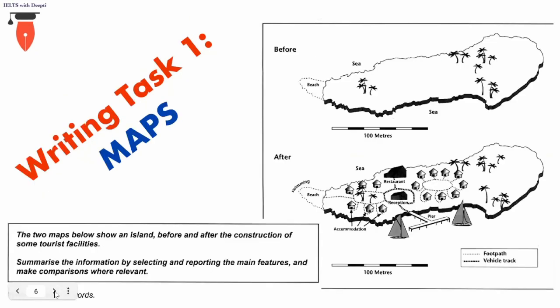Okay, so I was talking about this map. You have to make comparisons between what the place was like in the first map and what it became like in the second map. And you have to again report the main features and make relevant comparisons. So in maps, this is what you may get. You may get a map of a place, a map of a city, and it can also be a map of a building.